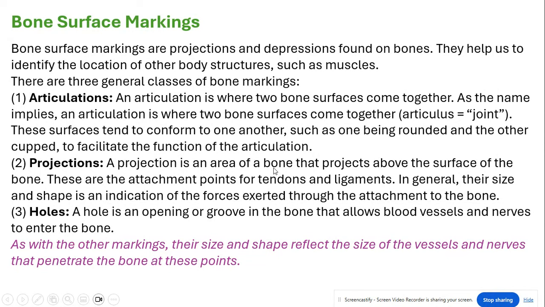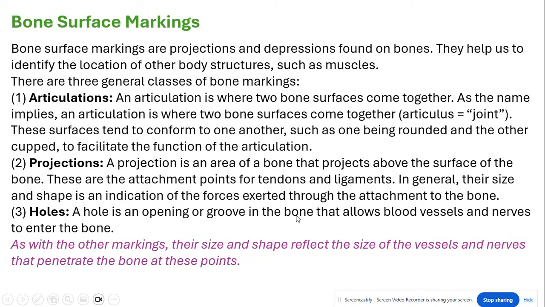Projections. A projection is an area of a bone that projects above the surface of the bone, right? We have transverse processes on the vertebral column, remember? These are the attachment points of tendons and ligaments. In general, their size and shape is an indication of the forces exerted at the attachment on the bone.